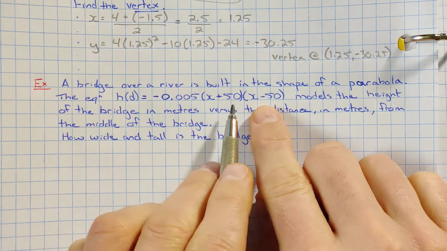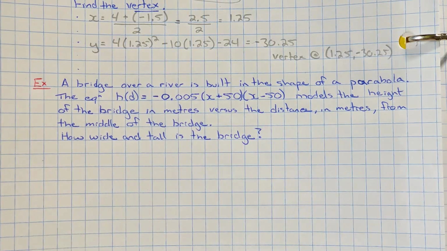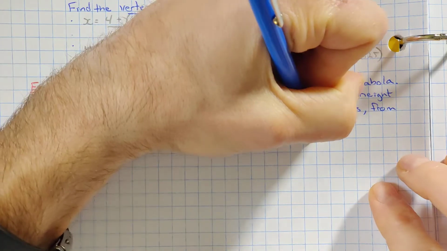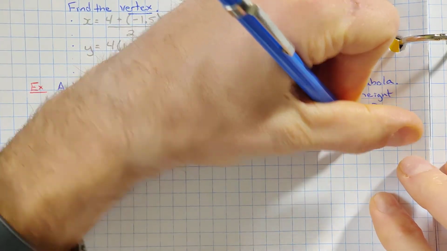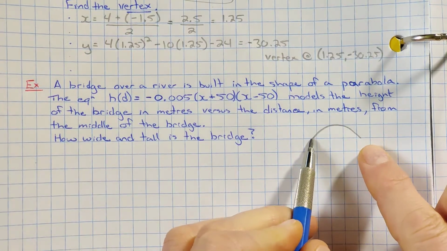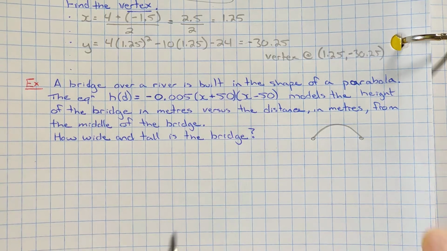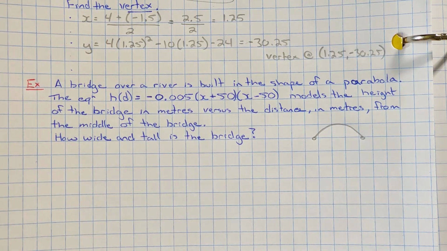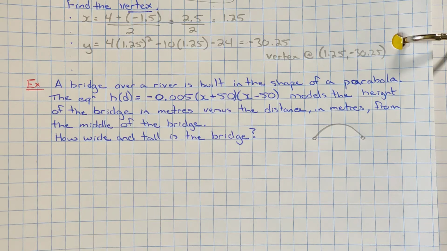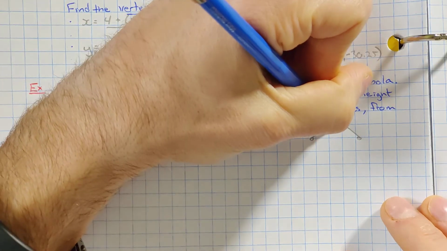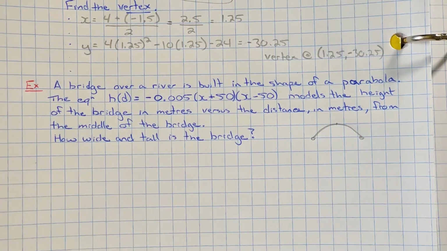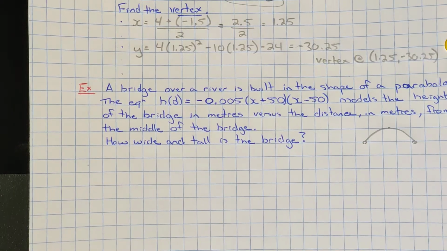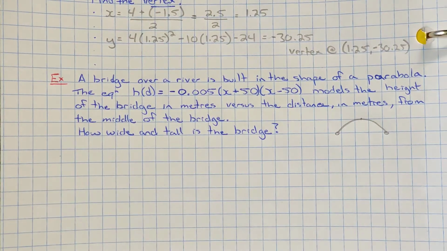So here I've already factored this. I've left this in factored form, so we don't have to factor it. We just have to find our x-intercepts and then find the vertex. We find the x-intercepts because if our bridge is a parabola, then the distance between the x-intercepts will give us how wide the bridge is, and then the height will be the vertex peak. So let's calculate that now.